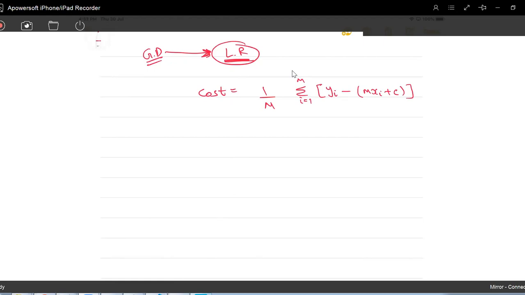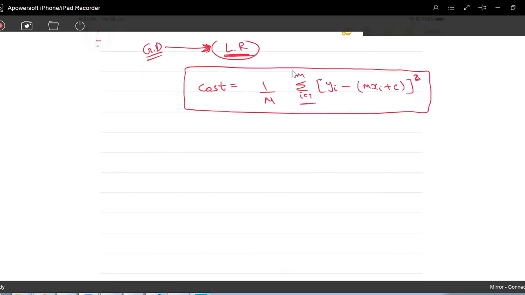Now let's try to write this equation in the form of matrices, because here I'm using the term summation all the time. I don't want to use the term summation. I want to convert this equation into a matrix form. Now let's see. So this is my y. The y is my matrix.